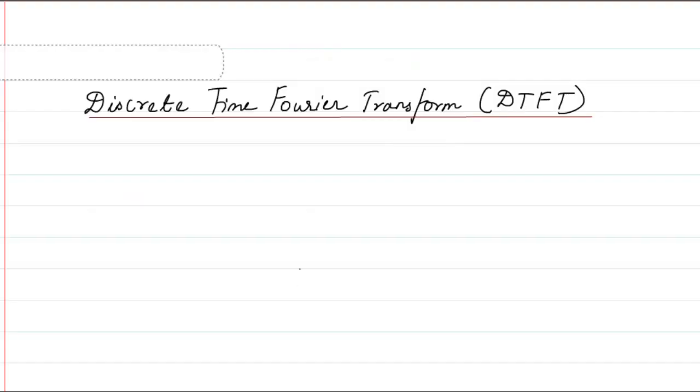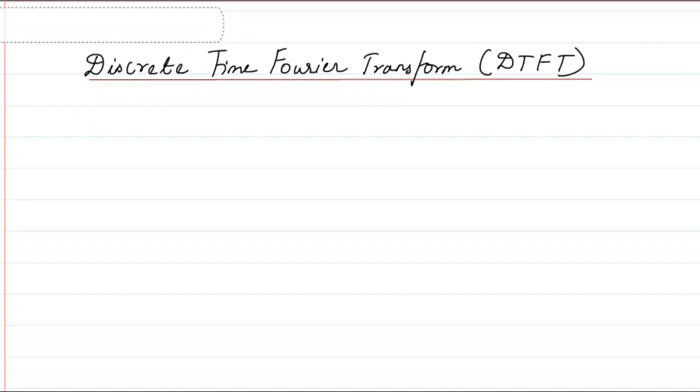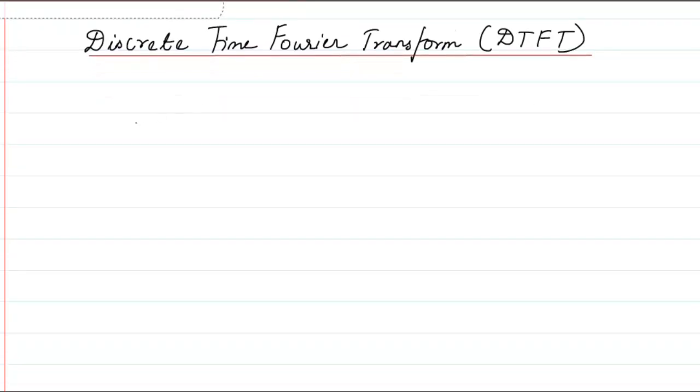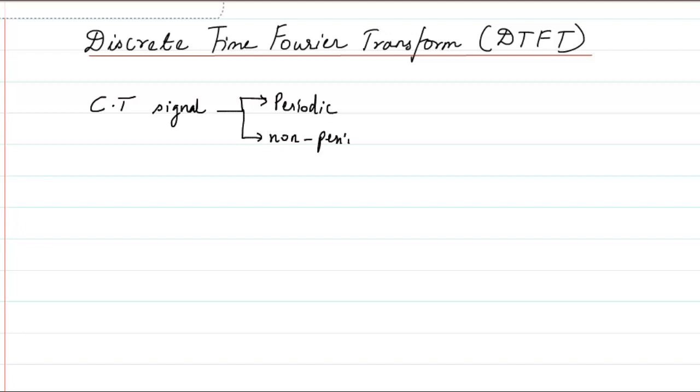Hello students, next let us look into discrete time Fourier transform or DTFT. Just to give you a small idea of where we have come from the start. If you are having a continuous time signal, the continuous time signal may either be periodic or it may be non-periodic. Periodic means which repeats itself with some period t, whereas a non-periodic signal has no period.